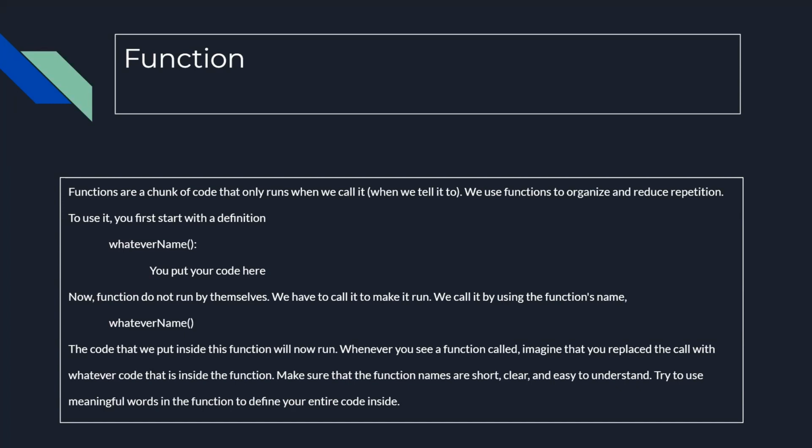Now, functions do not run by themselves. We have to call it to make it run. We call it by using the function's name, whatever name. The code that we put inside this function will now run. Whenever you see a function called, imagine that you've replaced the call with whatever code is inside the function. Make sure that function names are short, clear, and easy to understand. Try to use meaningful words to define your entire code inside.